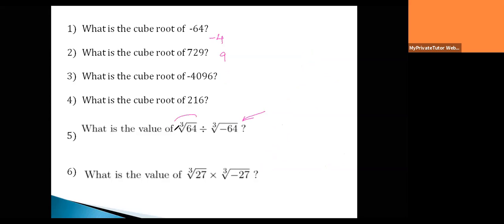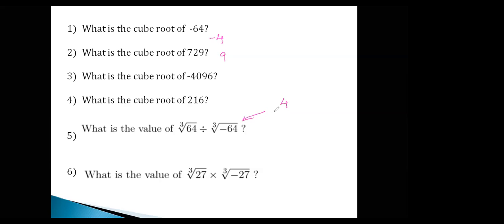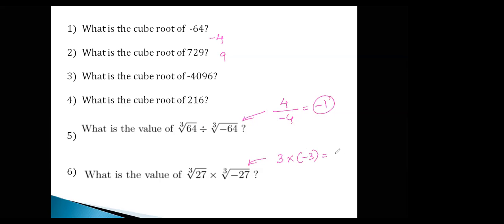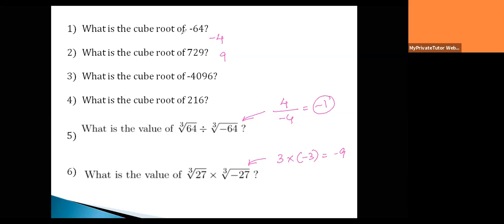I hope everyone knows what is the cube root of 64. What is the cube root of 64? 4. Divided by the cube root of minus 64, which is negative 4. So this is a divide symbol. So the answer is -1. Got it? So the next one, cube root of 27. 3, right? 3 times -3. That is -9. Yeah, I hope that makes sense.